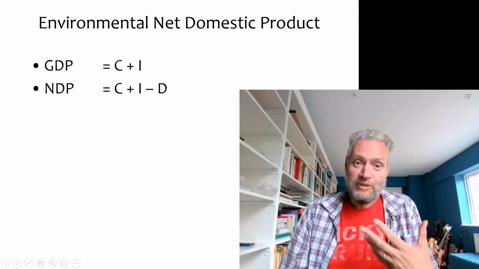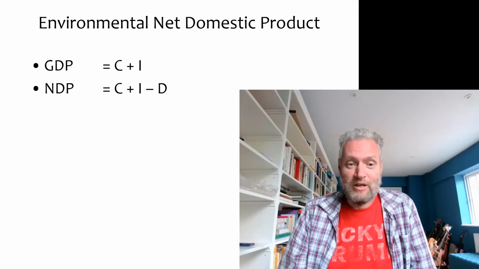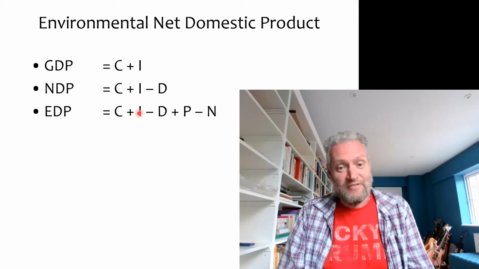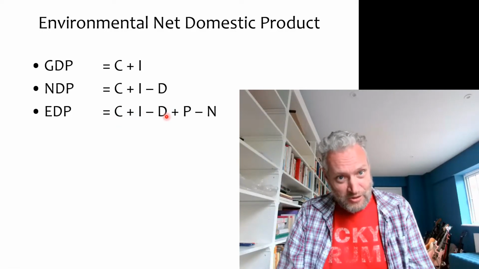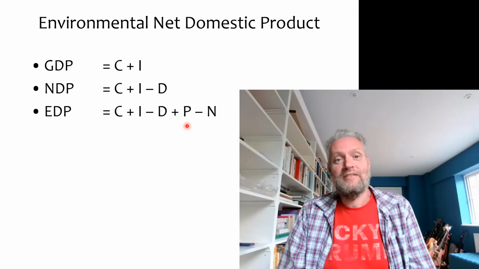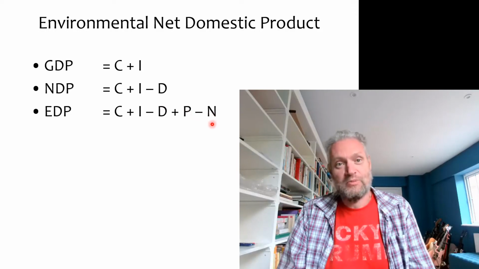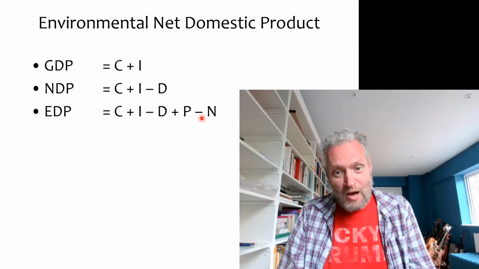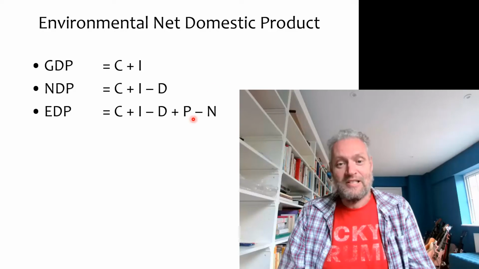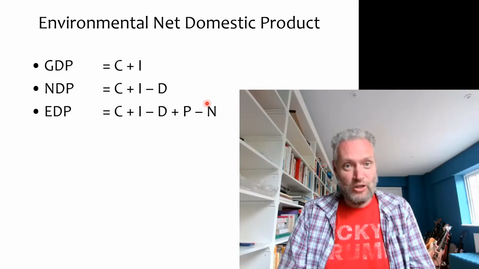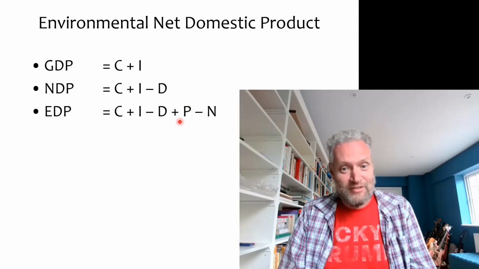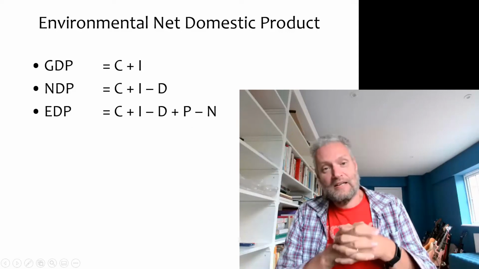The intuitive definition of the environmental domestic product is analogous to this. We have consumption plus investment in the physical capital stock minus depreciation of the physical capital stock, and then we add investment in the natural capital stock, and we subtract depreciation, degradation of the natural capital stock. So this is the amount of nature, environment that we lose in a particular year, and this is how much nature or environment we gain in that particular year.